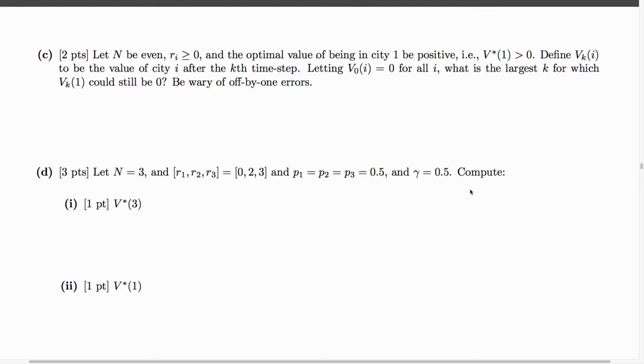For this part of the question, we're assuming that the optimal value of being in city 1 is positive. So that means that given that you're in city 1, there is some set of optimal moves you can make that will give you some positive reward.